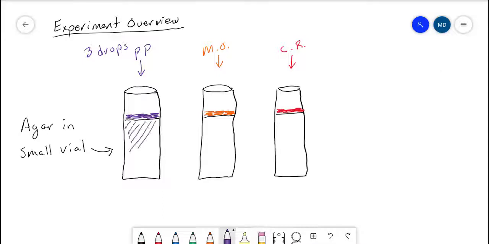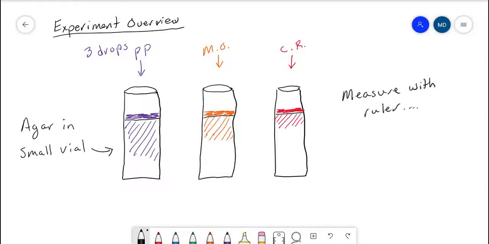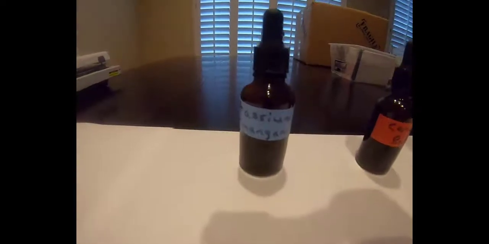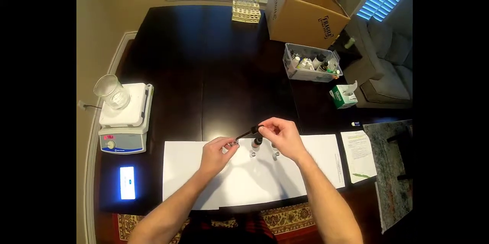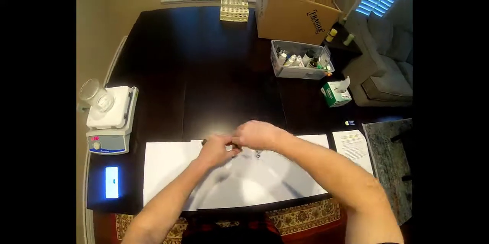After 2 hours, we will then measure with a ruler how far each dye was able to travel through its agar column. We will record these distances on the table on page 4 of your handout. Now that you understand the principles of this experiment, we can now actually run the experiment. Here we have our 3 dyes in dropper bottles along with 3 agar vials. I'm now adding 3 drops of each dye to their own agar vial.